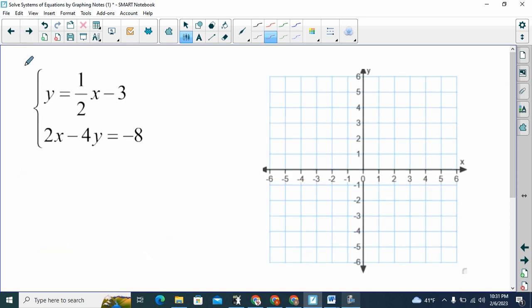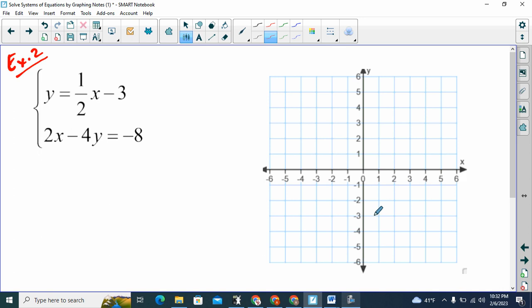Example 2, same type of problem. We are asked to solve the given system of equations. Our first equation says y equals 1/2 x minus 3. And then we've got 2x minus 4y equals negative 8.